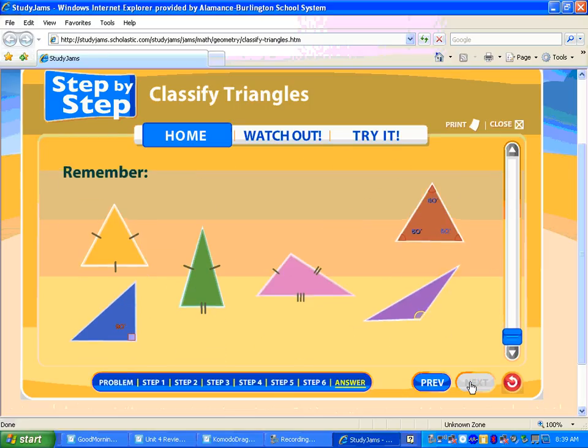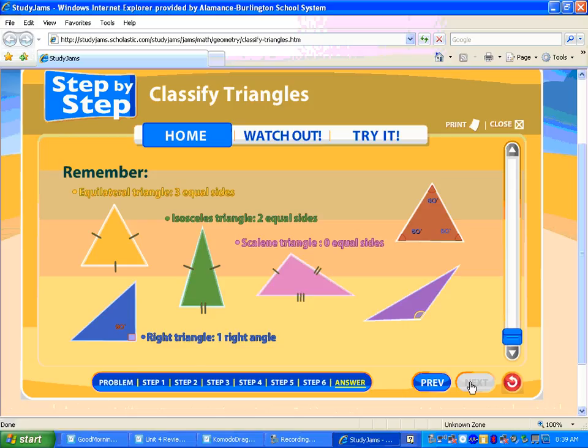So here are the different ways we can classify triangles. An equilateral triangle with three equal sides. An isosceles triangle with two equal sides. A scalene triangle with no equal sides. A right triangle with one angle measuring 90 degrees. An acute triangle with three angles each measuring less than 90 degrees. Or an obtuse triangle with one angle measuring greater than 90 degrees.